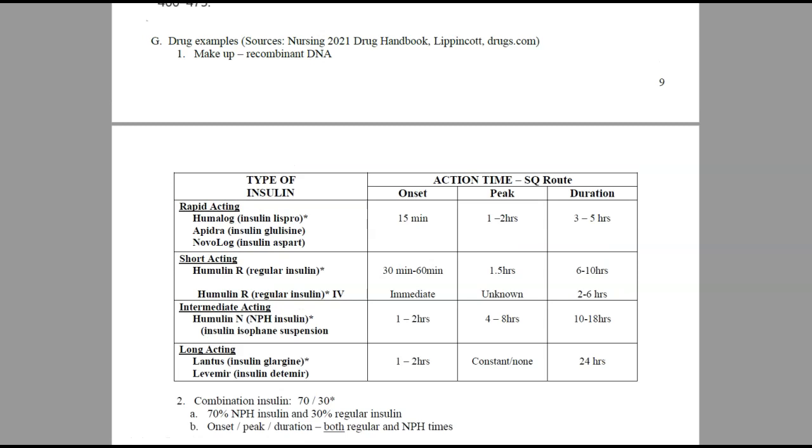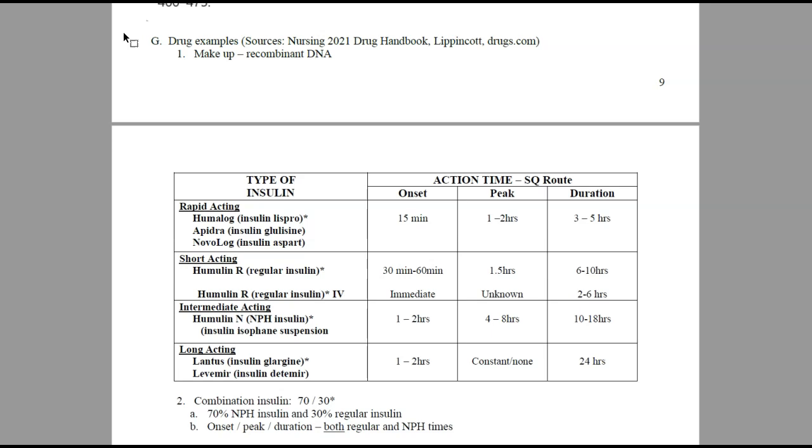Occasionally, providers will order combination insulin called 70-30. It means that there's 70% NPH insulin and 30% regular insulin. Just remember, because we're mixing these two types of insulin, when we're considering their onset, peak, and duration, it's for both regular and NPH. So the onset for NPH is within 1 to 2 hours, while the regular insulin starts within 30 to 60 minutes. So that is their onset.